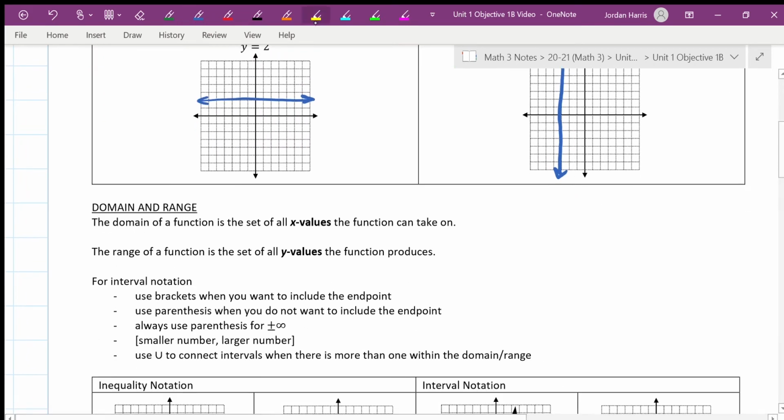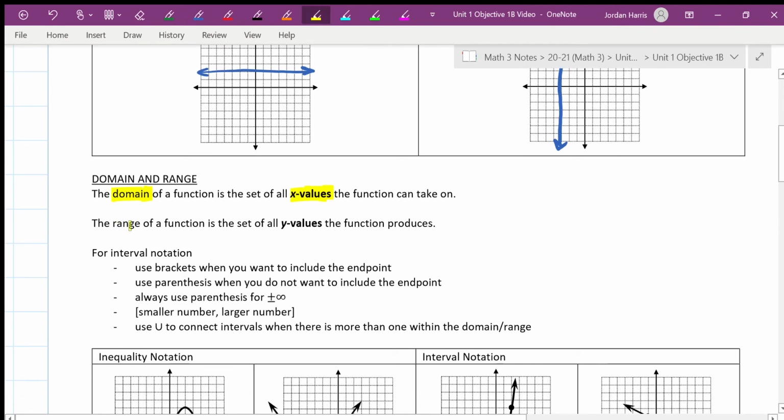Okay. Then we have domain and range. Domain is x values, all the x values that our function deals with. A lot of the time, that is all real numbers. If there are arrows, it's usually all real numbers for domain. Range can vary depending on the shape, because we have ends and stuff. Range is the y values.